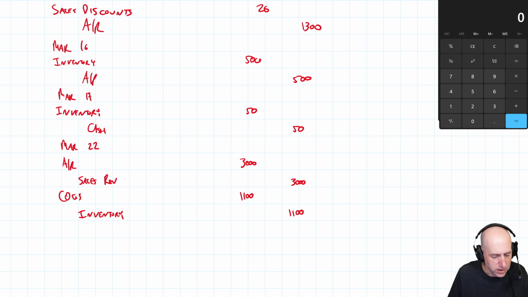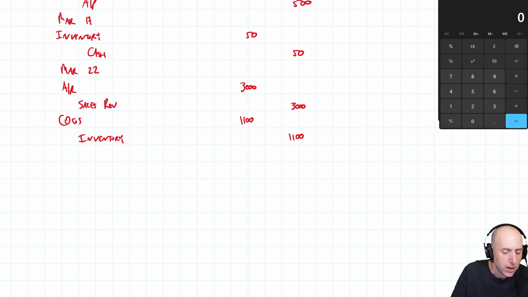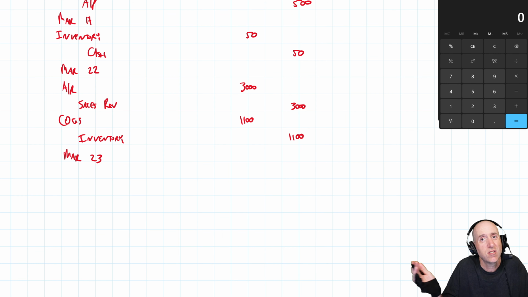And there we have March 22nd in the books. March 23rd, paid freight to ship the March 22nd sale to our customers. We pay $100 in freight. So interesting, right? When we're the buyer, we paid the freight, and now when we're the seller, we pay the freight. This is negotiation, right?